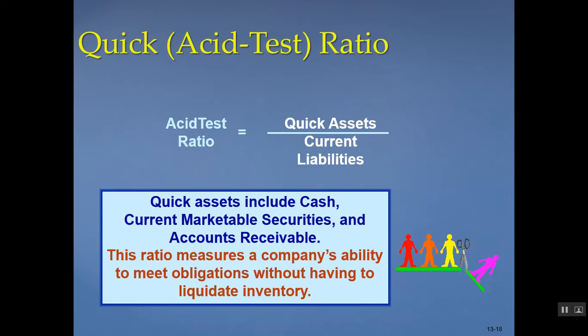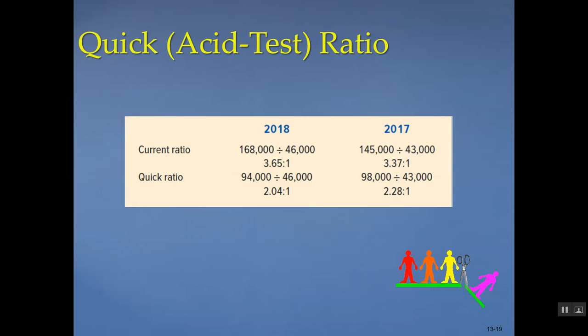The quick or asset ratio is similar to the current ratio, except it excludes certain items. So it's a conservative variation of the current ratio, and it includes only cash, receivables, and current marketable securities. So it excludes prepaids and inventory. It measures a company's ability to meet its obligations without having to liquidate any of its inventory. Again, here's the calculation for this company, and it's read as for every $2.04 in quick assets, they have $1 in liabilities.